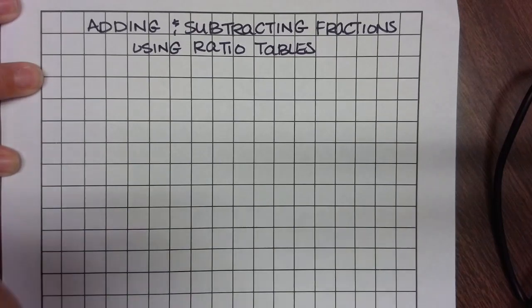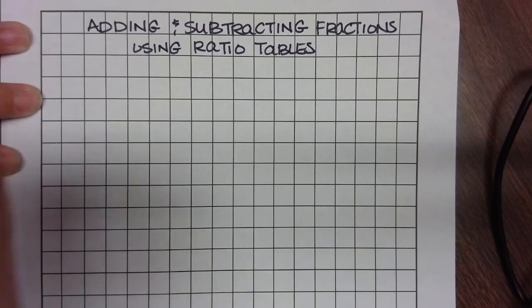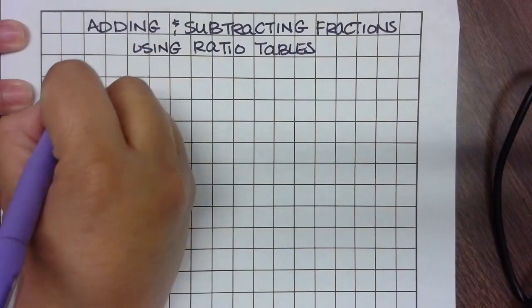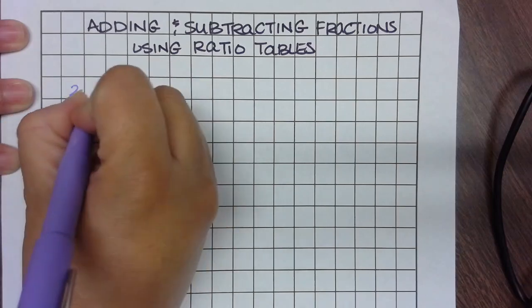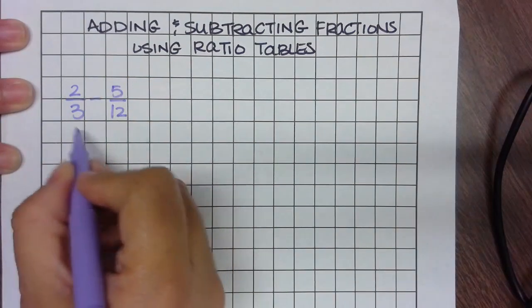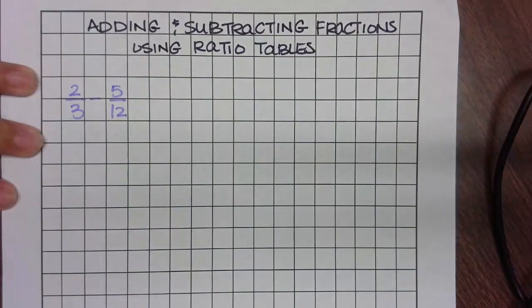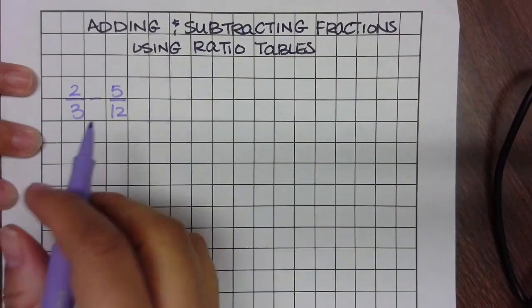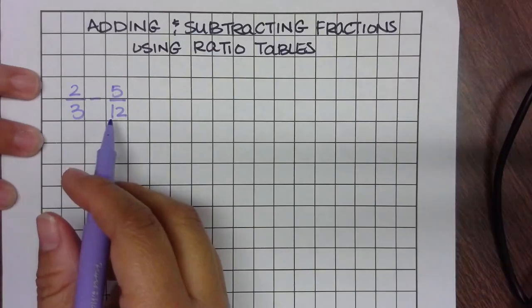Alright, first example we're doing a subtraction. We're going to do 2/3 minus 5/12. And as you can tell, we don't have a common denominator, so we're going to use ratio tables to help us find that common denominator.